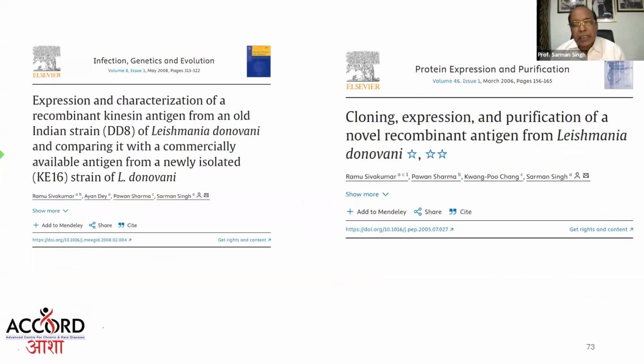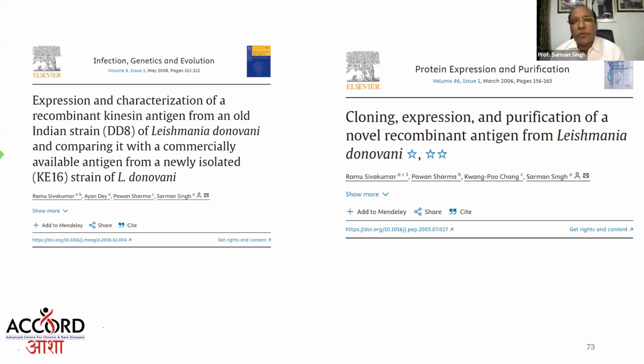And then, of course, as I said, we tried to develop our own recombinant DNA antigen. The reason, as I already mentioned, is that Chagas is different, and Leishmania is different in many ways, genetically and phenotypically, and clinically also, as I said. So everybody knows that DD8 is the standard strain, and this KE16 is a very important thing.